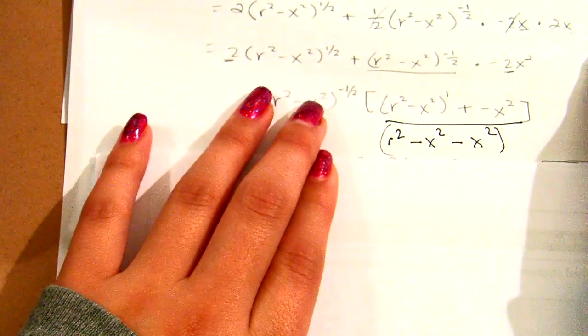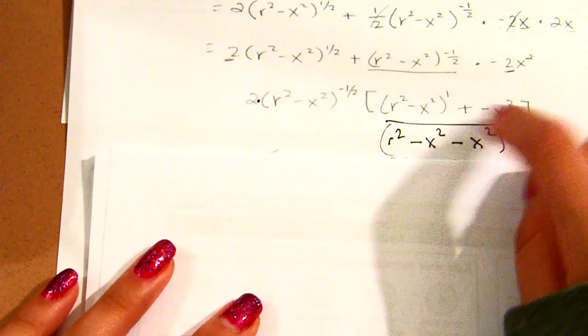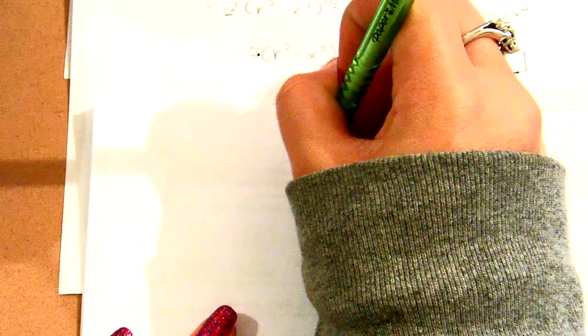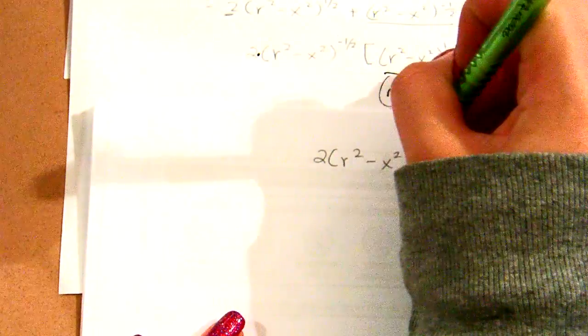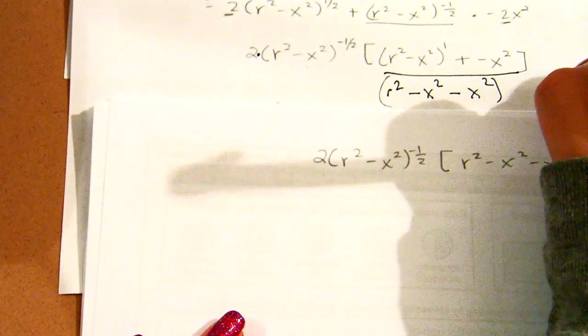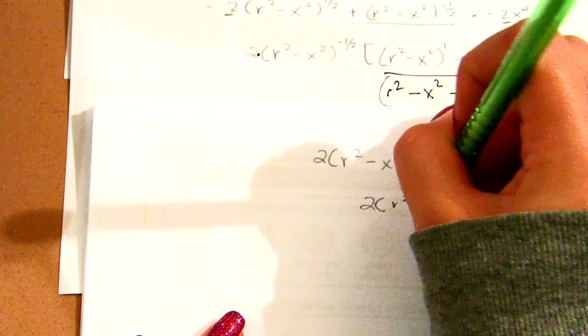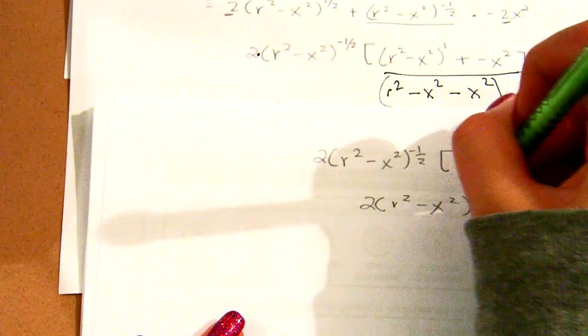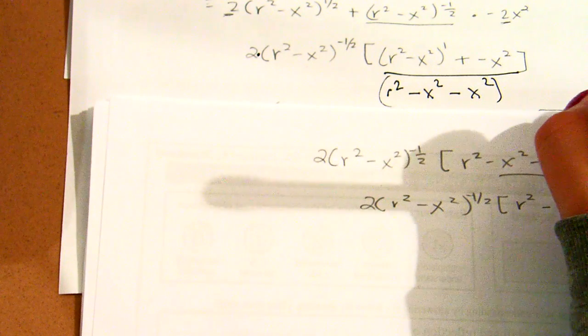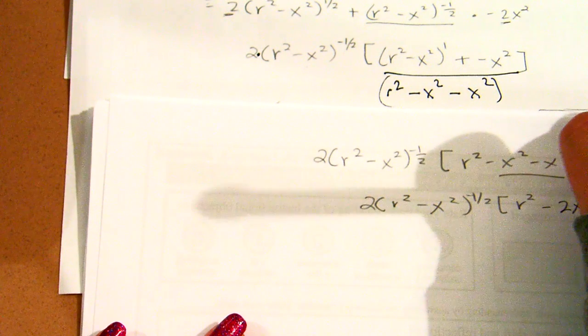So this is the part where I messed up. So we could combine like terms here, and you get r squared minus x squared minus x squared. So you have 2 times the quantity of r squared minus x squared to the negative 1/2 times r squared minus x squared minus x squared. You could combine these, and you get 2 (r squared minus x squared) to the negative 1/2 times r squared minus 2x squared.